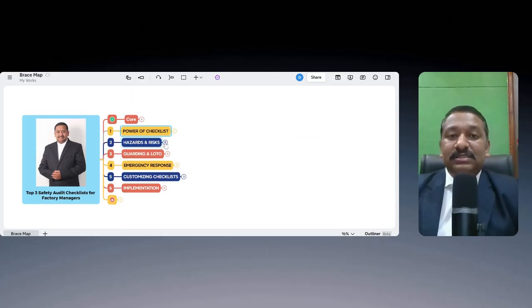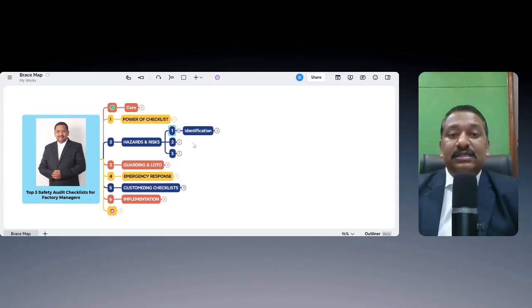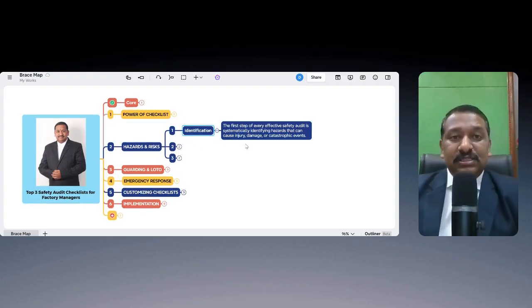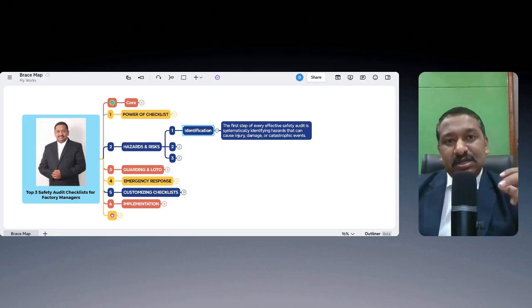The second element is hazards and risk. Hazards and risk is divided into three aspects. First is identification. The first step of every effective safety audit is systematically identifying hazards that can cause injuries, damage, or catastrophic events. So hazard identification is very important in a safety audit.